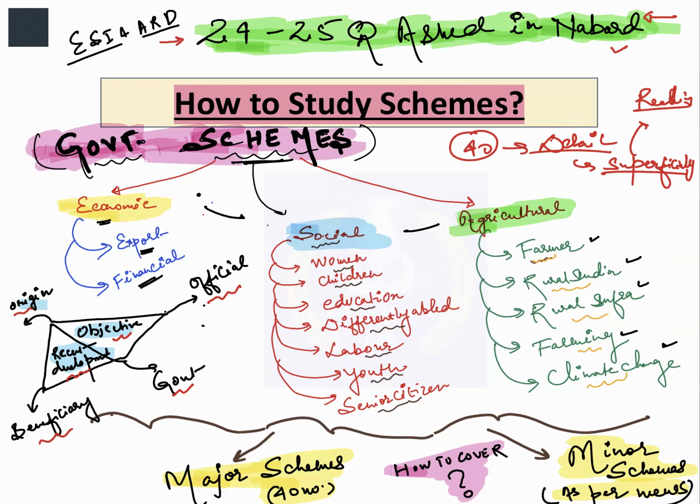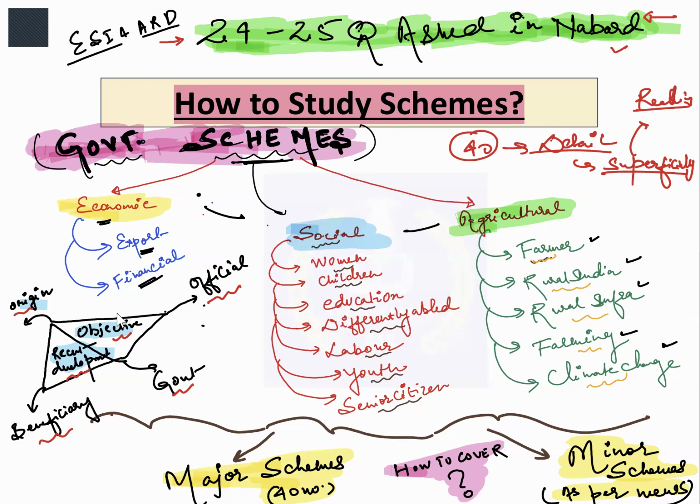Now, when you take up these three things, the economic, social, and agricultural aspects in the form of the schemes, the first thing when you see any scheme should make you think on these 5 to 6 points. First, try to understand the origin, because if you don't understand the origin of this scheme, you will not understand why the government has launched it. If you do not understand the origin, you will not be able to recollect and remember objective-based questions.